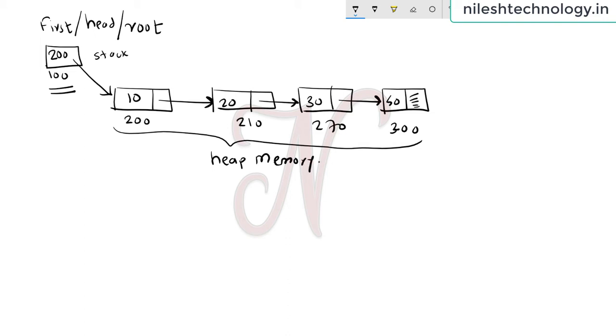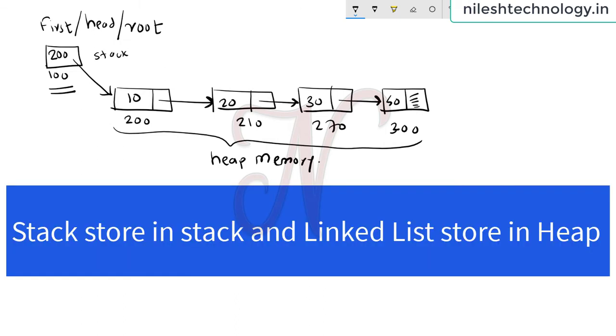All the other addresses we take randomly, because in memory they are allocated in any location, not necessarily stored in contiguous order like an array. But an array is strictly stored in a contiguous manner. So a linked list is created in a heap. Don't forget this statement.